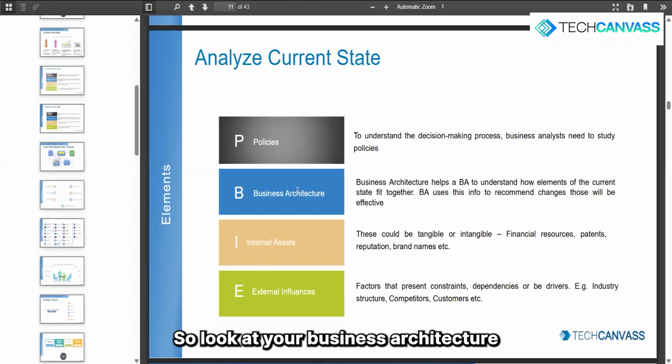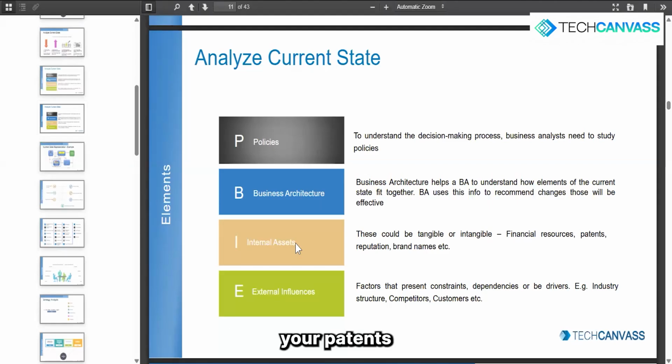Normally it happens. So look at your business architecture, how well it supports the different components in your business, and how they support each other. Internal assets: these will include your financial resources, your patents. Patents is very important. Your reputation in the market. Those kinds of things are your internal assets.